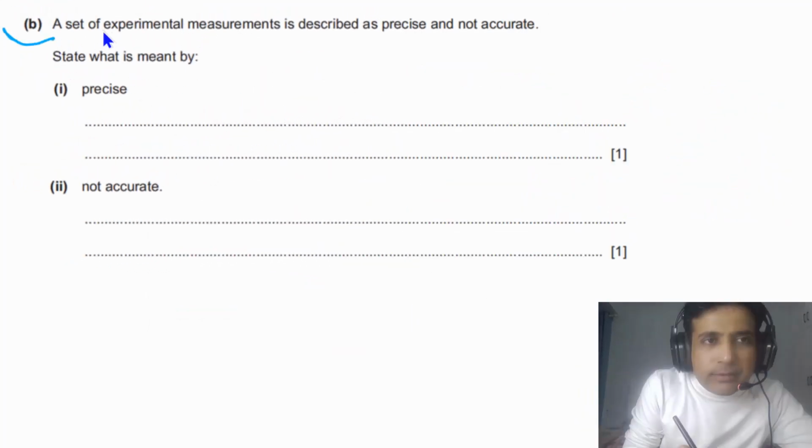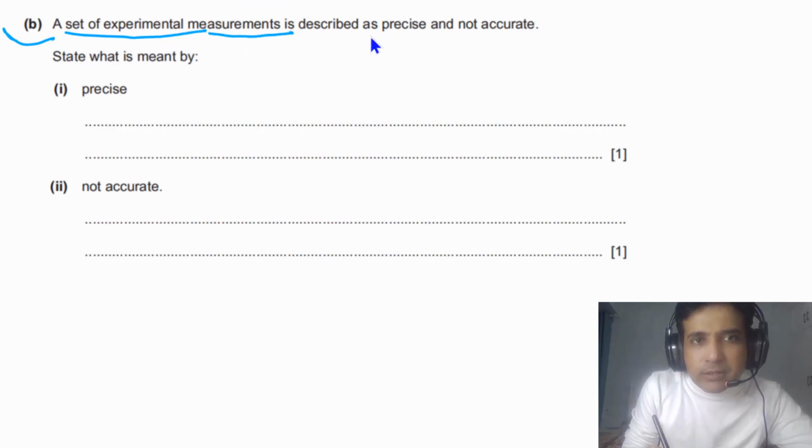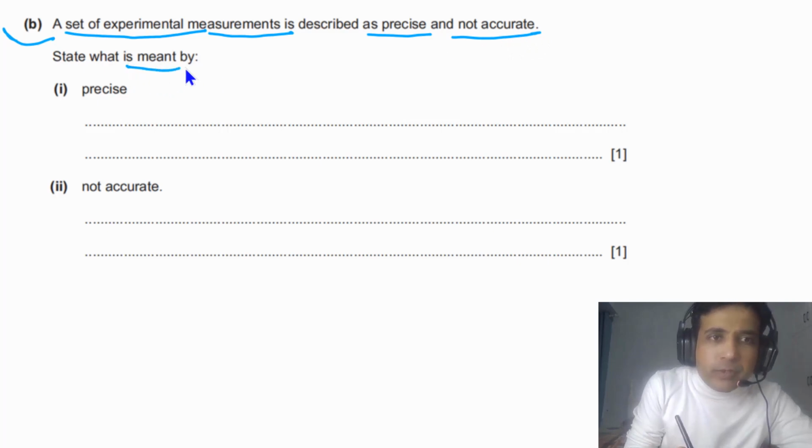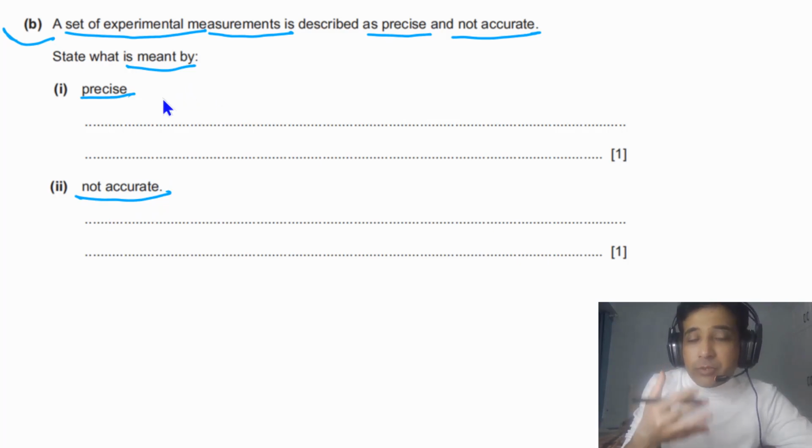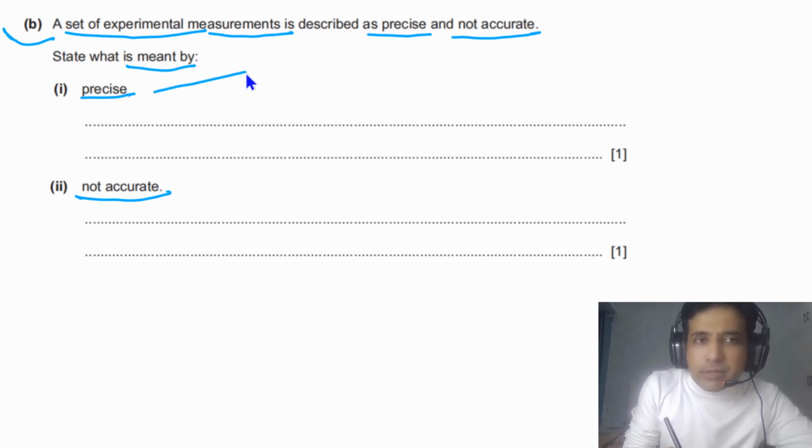For the second part, it is given to us that a set of experimental measurements is described as precise and not accurate. We need to state what is meant by precise and what is meant by not accurate. First of all, let's try to understand the meaning of precision. Precise means that readings are close to each other.